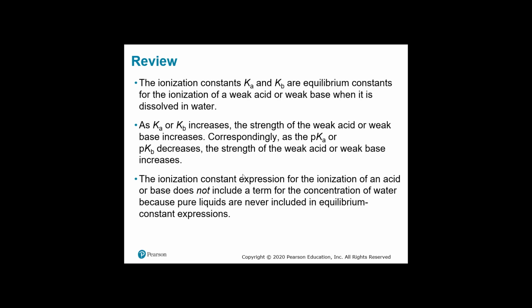Okay, so let's do some review. The ionization constants Ka and Kb are equilibrium constants for the ionization of a weak acid or weak base. We'll look into this in, I think, the next section. As Ka and Kb increase, the strength of the weak acid or weak base increases as well, which means it ionizes more. Correspondingly, as the pKa or pKb decreases, the strength of the weak acid or weak base increases. So remember, this is going in the opposite direction of increasing or decreasing from the Ka and Kb.